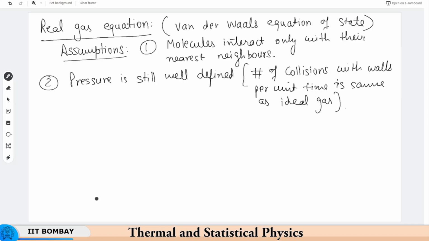So now under these assumptions, we'll basically start making corrections to the ideal gas equation. Let us go step by step. The first thing that we'll do is the correction to the ideal gas equation for finite molecular size.